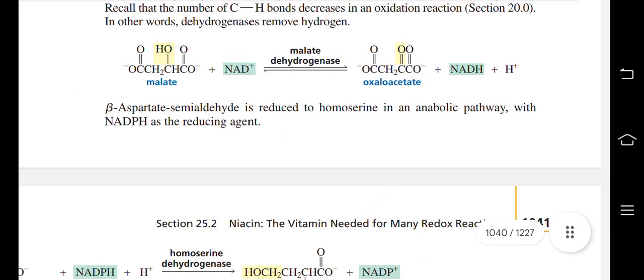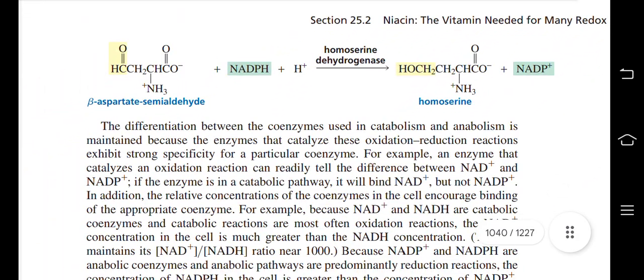Beta-aspartate semialdehyde is reduced to homoserine in an anabolic pathway with NADPH as the reducing agent. The differentiation between the coenzymes used in catabolism and anabolism is maintained because the enzymes that catalyze these oxidation-reduction reactions exhibit strong specificity for a particular coenzyme. For example, an enzyme that catalyzes an oxidation reaction can readily tell the difference between NAD positive and NADP positive.